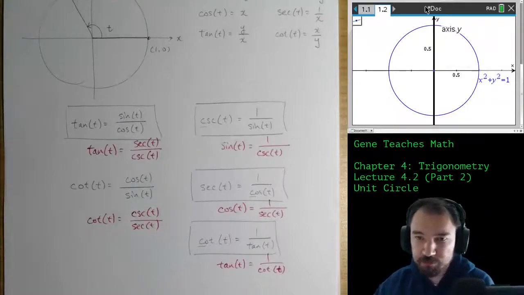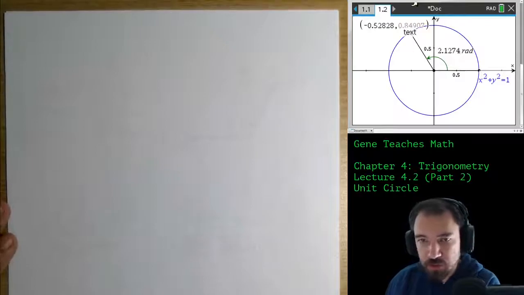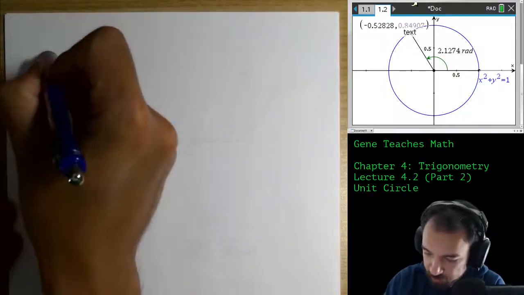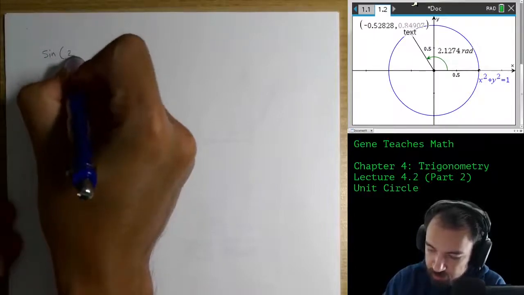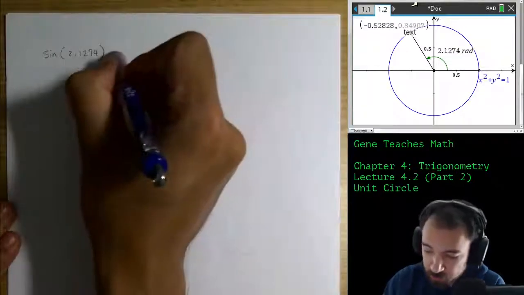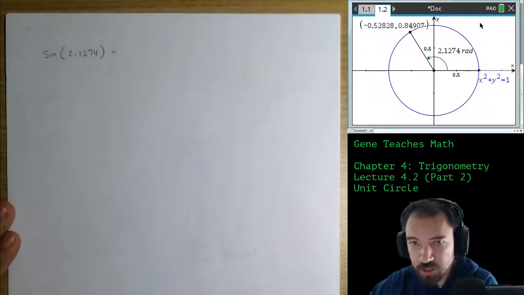Maybe that's useful. Now, equipped with these definitions, we could look at something like you see in the calculator display and say, for the angle 2.1274 radians, I could write sine of 2.1274, and this would be the y-coordinate of the intersection point. So you can see the coordinates here of that point.